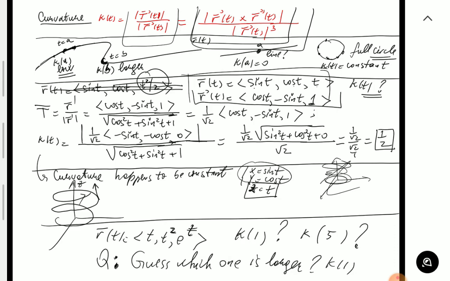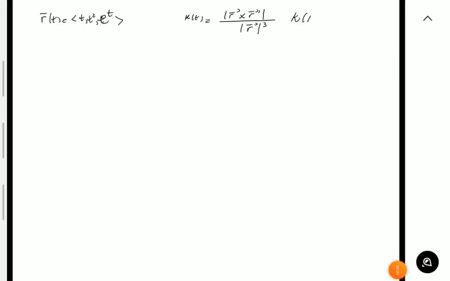K of 1 or K of 5? I claim that if you understood and followed everything in this class so far, you should be able to tell which of the two is larger. Try to visualize the curve, roughly speaking. You don't have to have an exact picture in front of you. See how these functions differ, how they evolve as t goes from 0 to infinity. See if you can guess which one gives you a higher curvature, at 1 or at 5. So let's stay tuned for the answer on the second page.